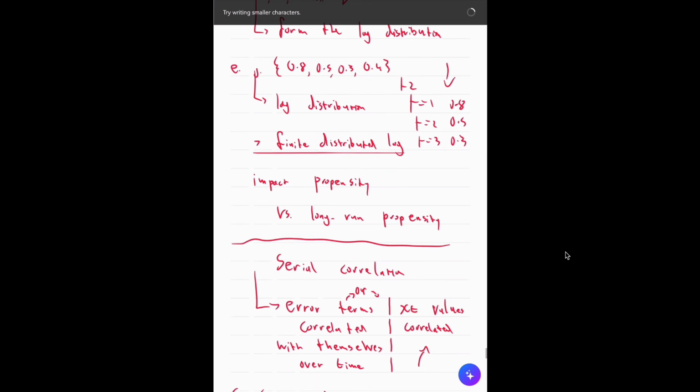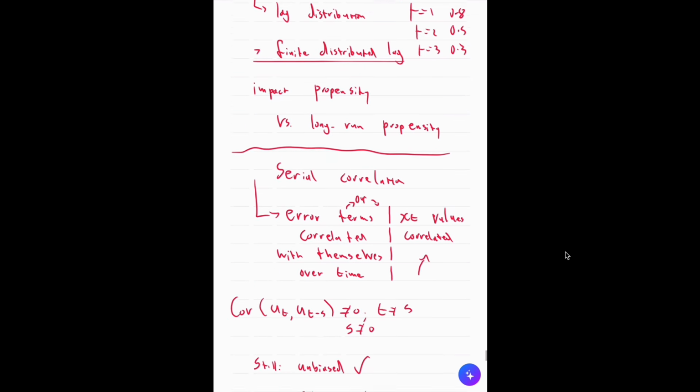And so if we think of a finite distributed lag, we think of the impact propensity versus the long run propensity, right? The impact propensity is just the impact of the explanatory variable in the current year on the dependent variable in the current year. And our long run propensity, the LRP that we did, is the impact of the explanatory variables throughout time on our dependent variable in the current year.